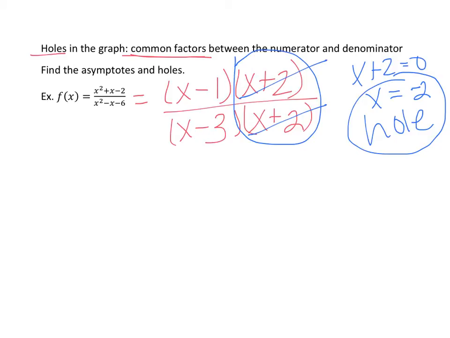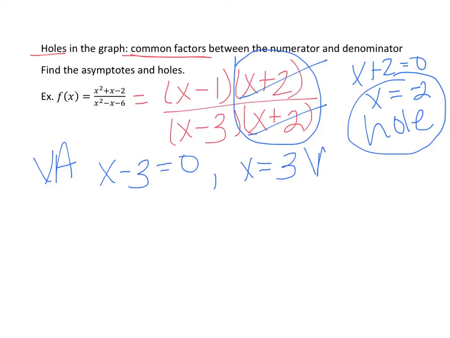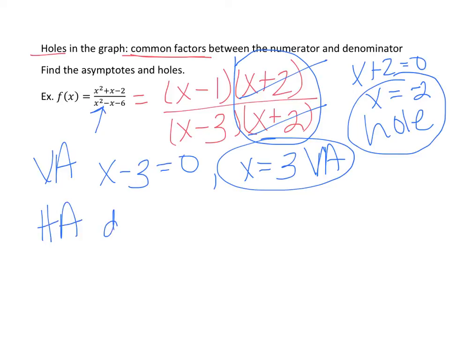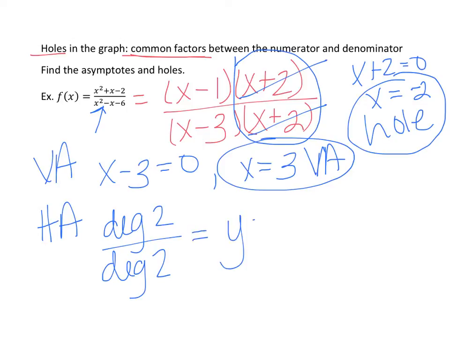When I look at my vertical asymptotes, I take what I have left on the bottom, which is x minus 3 equals 0. So x equals 3 is a vertical asymptote. Horizontal asymptotes, look at your degrees from the original. Okay, degree on top is 2. Degree on bottom is 2. Look at your leading coefficients. y equals 1 over 1. So y equals 1 is a horizontal asymptote.